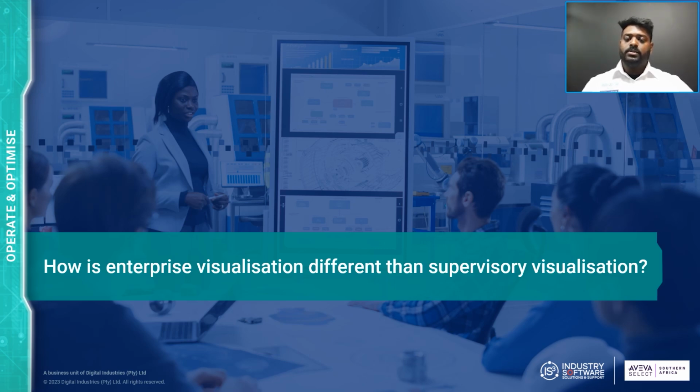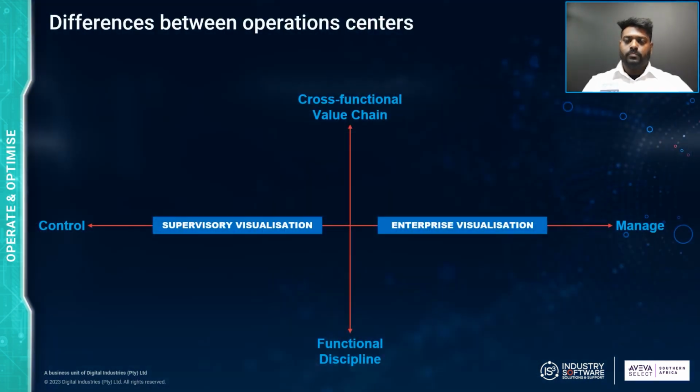Enterprise visualization focuses more on the management and aggregation of information from various sources to make decisions that are beyond the scope and visibility of teams operating near the process. These distinctions can be further broken down into different types of operational centers between supervisory and enterprise visualization.